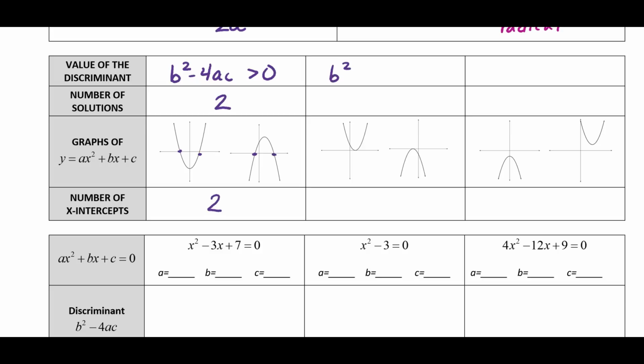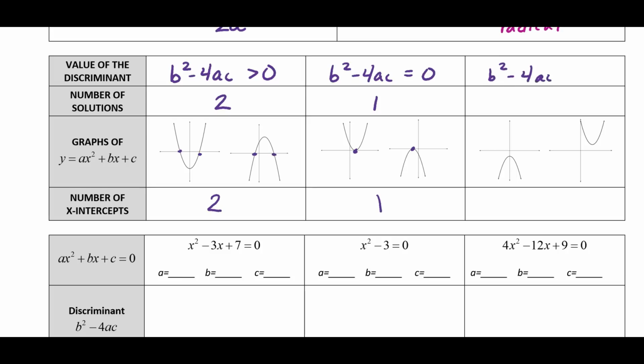If the discriminant equals 0, then there's going to be only one solution, and that solution is going to occur at the vertex. So notice both of these graphs have only one point touching the x-axis, and it's on the vertex, which means there's only one x-intercept.